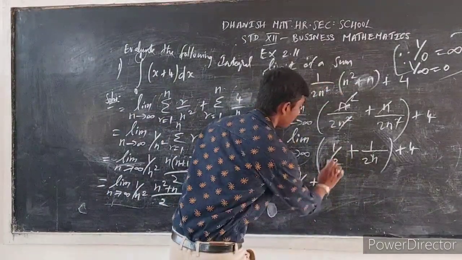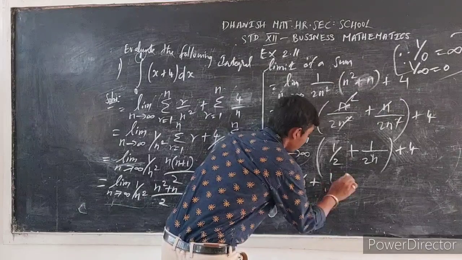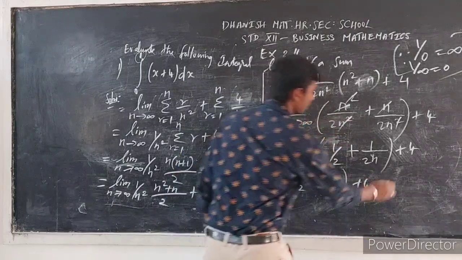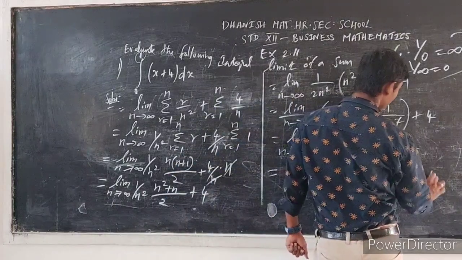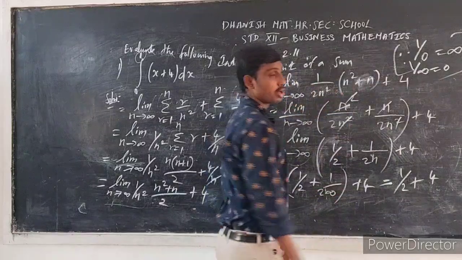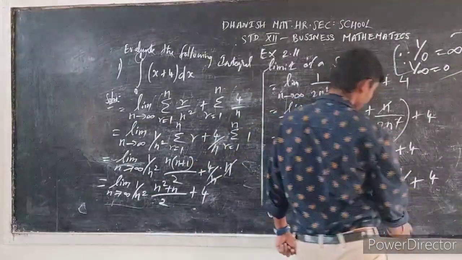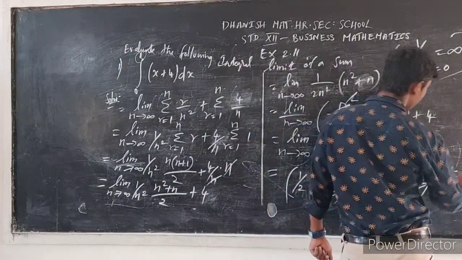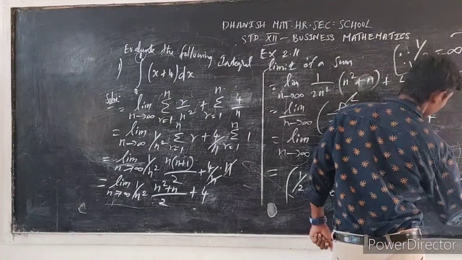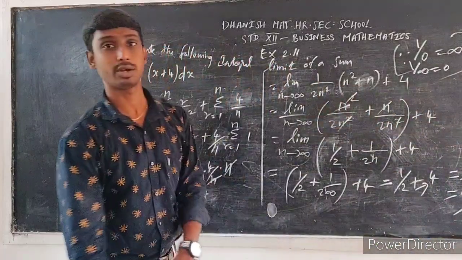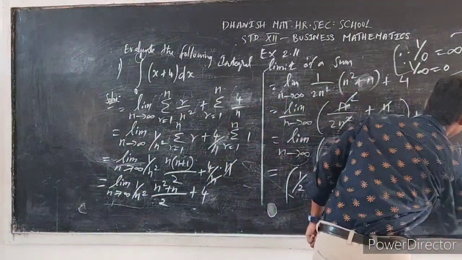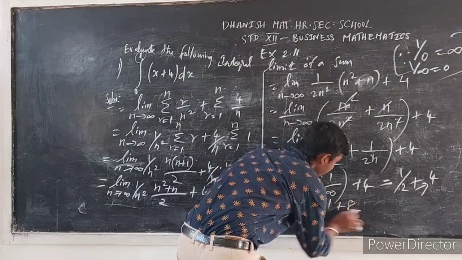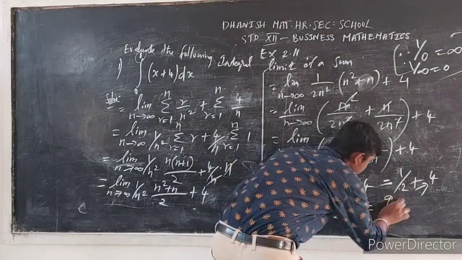So let's substitute this one. 1 by 2 plus 1 by infinity, that will be 0 here. So here we are getting 1 by 2 plus 2. This one will be considered like a 0. So 1 by 2 plus 4. The remaining values will be multiplying this one. So 1 by 2, that will be 1 plus 8 divided by 2. So the final value will be 9 by 2. Let's write right here: 1 plus 8 divided by 2 equal to 9 by 2.